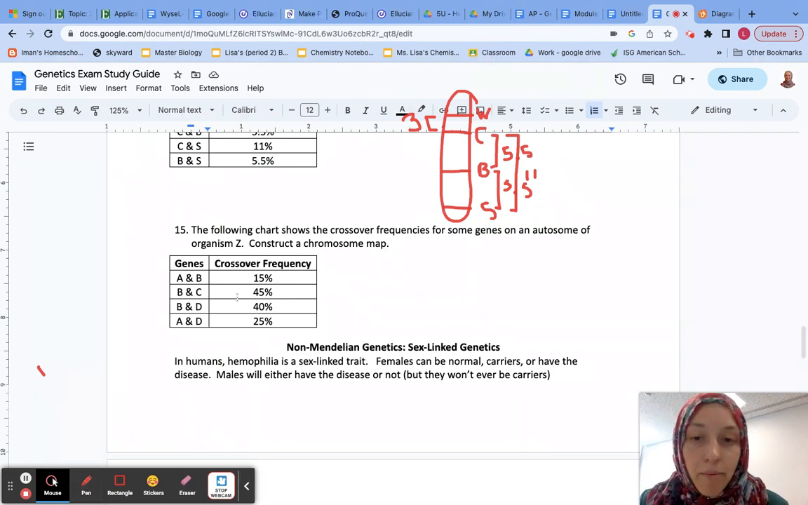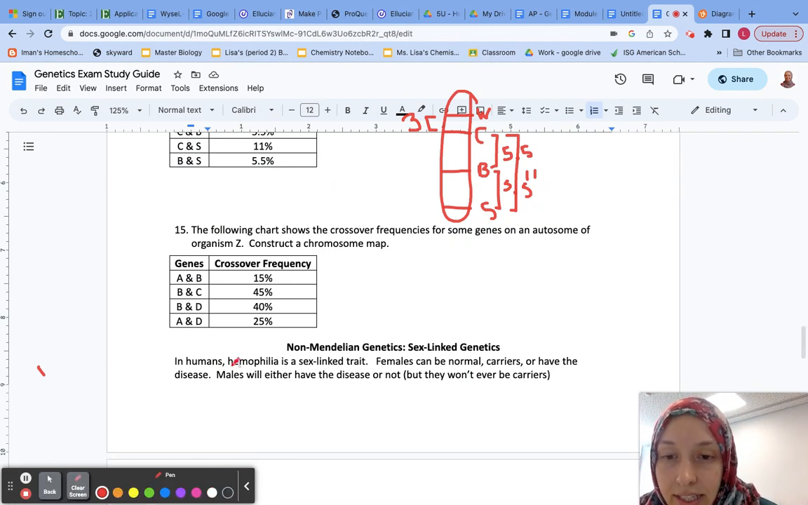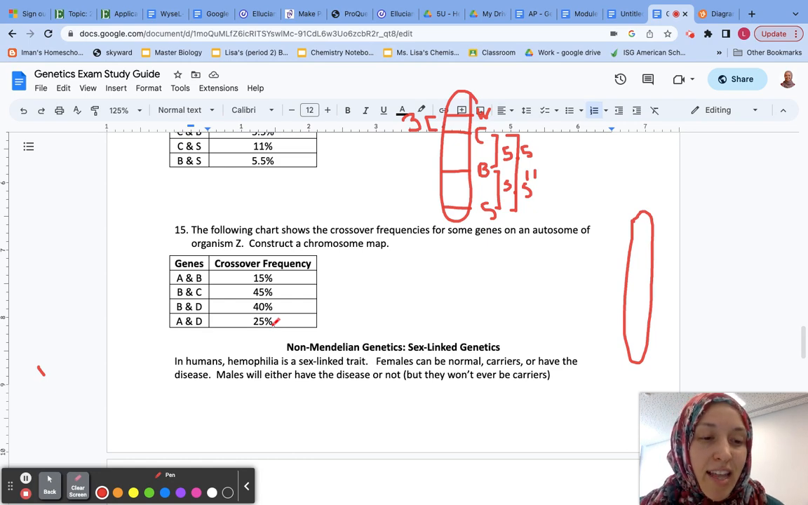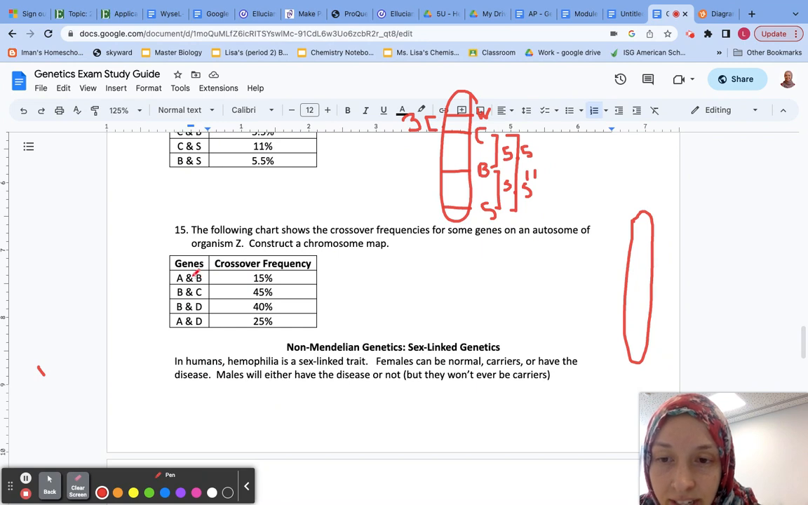Okay, there's one more example here. Let's see, this one looks a little more challenging. Let's take a look at it. Here's my chromosome. I'm going to look for things that add up to each other. So 25 plus 15 is 40. Let's see if they're talking about the same genes here.